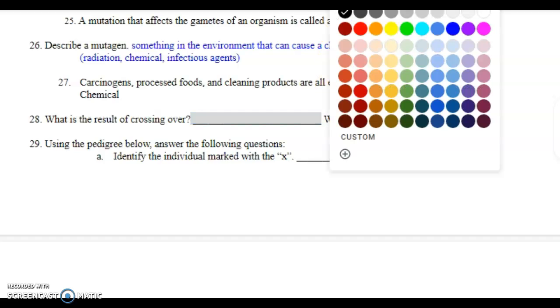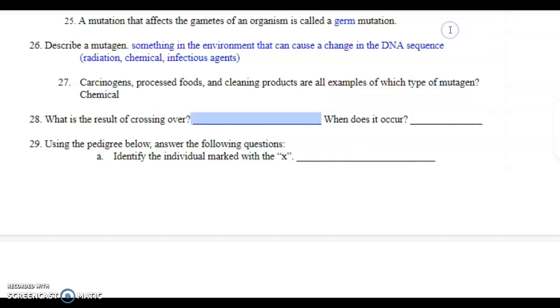So this increases genetic diversity. The whole purpose of crossing over is to increase genetic diversity. Okay, so it increases genetic diversity. That's what keeps you from looking exactly like your sibling.